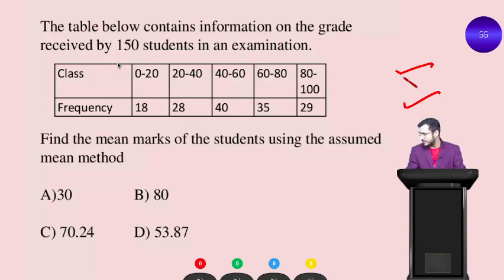Okay, so let's try. Class intervals, you can see 0 to 20, 20 to 40, 40 to 60, 60 to 80, and 80 to 100. And frequencies are 18, 28, 40, 35, and 29. So find the mean marks. Here you can use the direct method, assumed mean method, or step deviation method. Okay, so you can use any method.